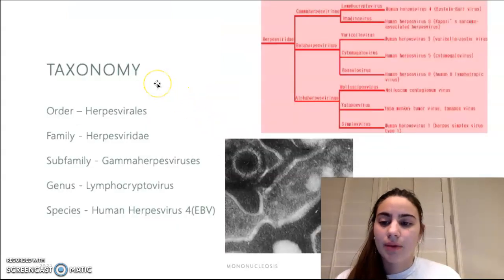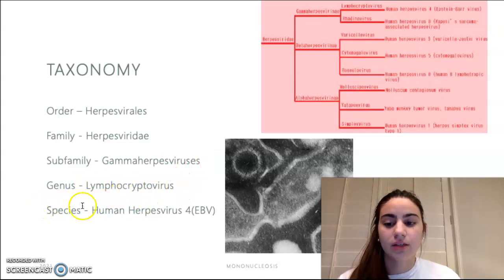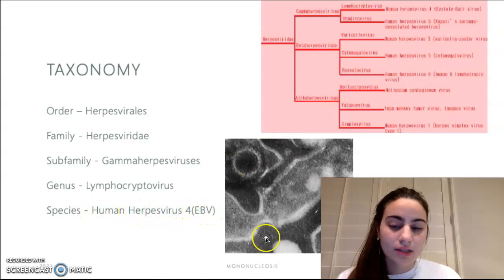Next, I'm going to talk about taxonomy. So, mononucleosis starts with the order Herpesvirales, and then it goes into the family Herpesviridae, and then the subfamily Gammaherpesvirinae, and the genus Lymphocryptovirus, and finally the species human herpesvirus 4 for EBV. This is an image of the mono virus through a microscope.